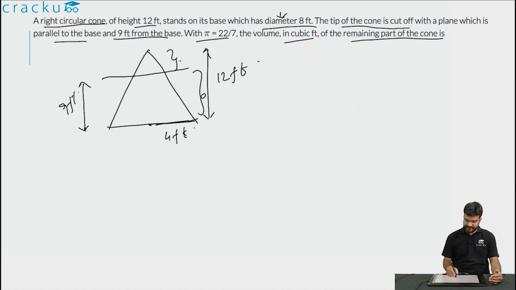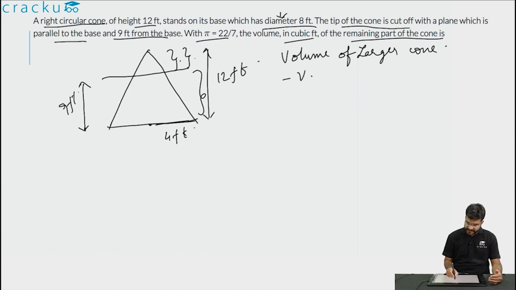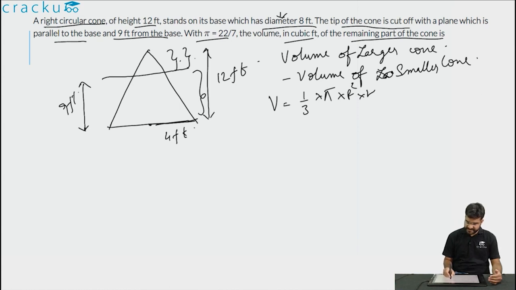Now what we will do is first calculate the volume of the larger cone. Then we will calculate the volume of the smaller cone, and the volume of the remaining part of the cone is just subtracting the two volumes. From the larger cone we will subtract the volume of the smaller cone. Now let us revise that the volume of a cone is equal to 1/3 into pi into r square into h, where r is the radius of the cone and h is its height.